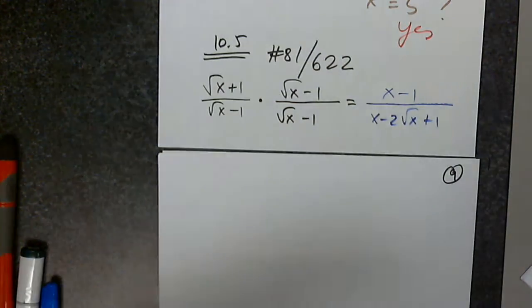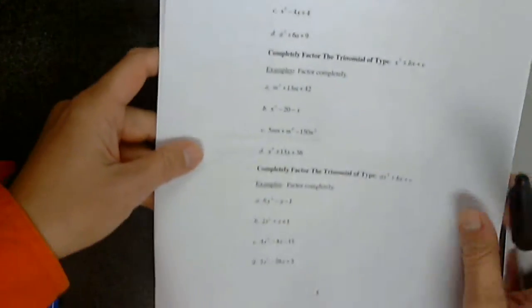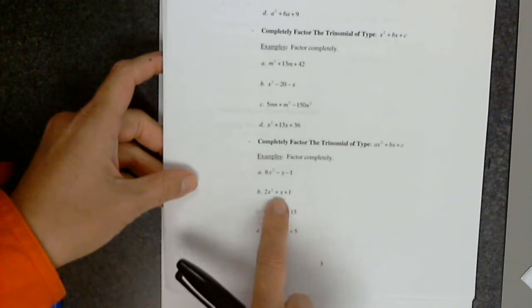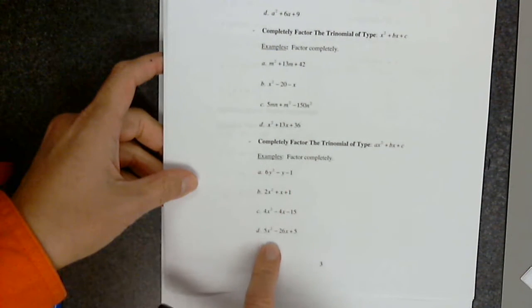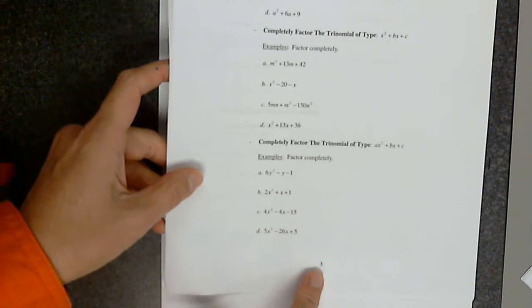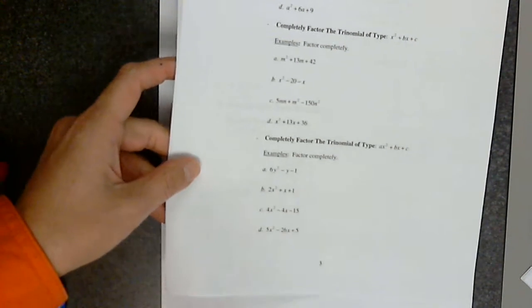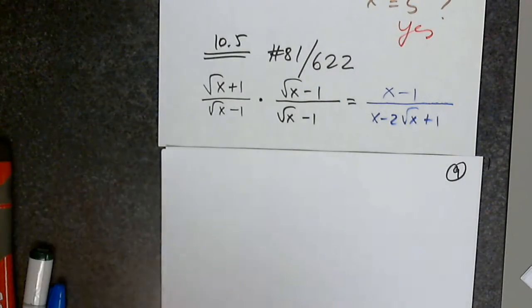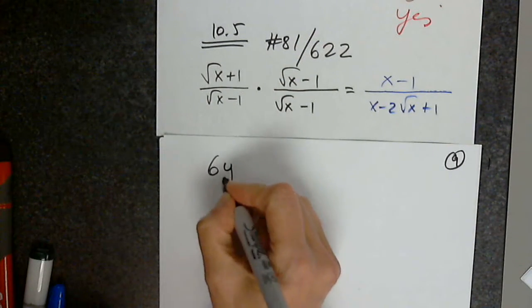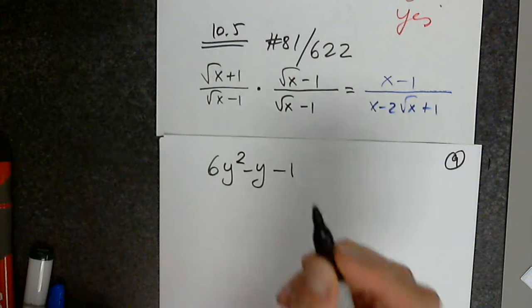Now, I don't want to forget about this. I think it's a very good idea to go over these problems. So on page 3 of the handout that I just gave you. So Matt is right. Let's work on these 4. So here it is. 6y squared minus y minus 1.